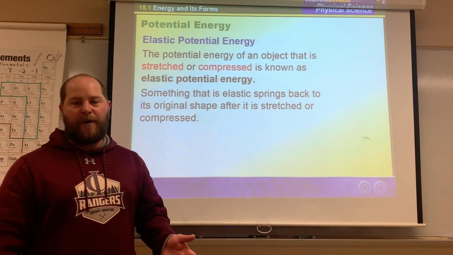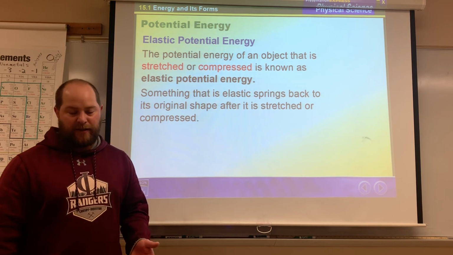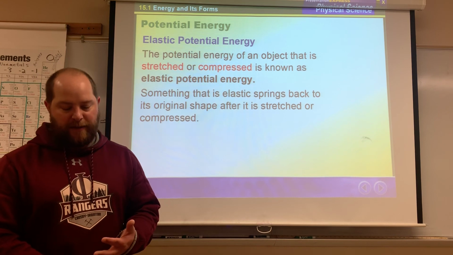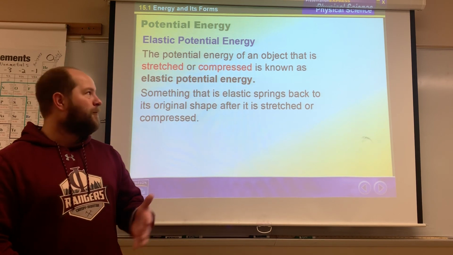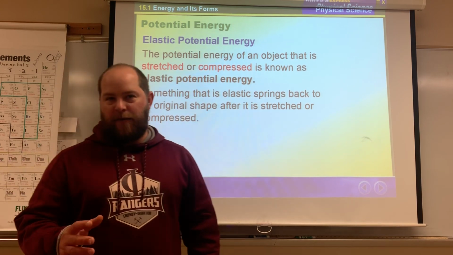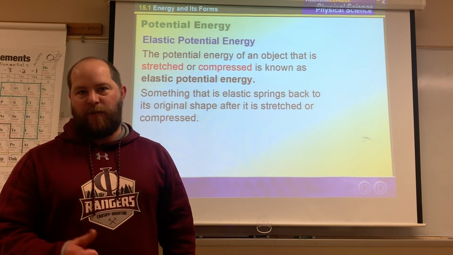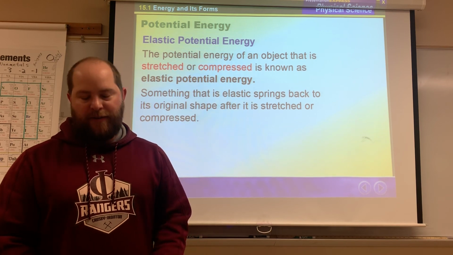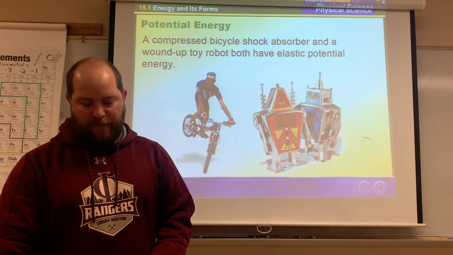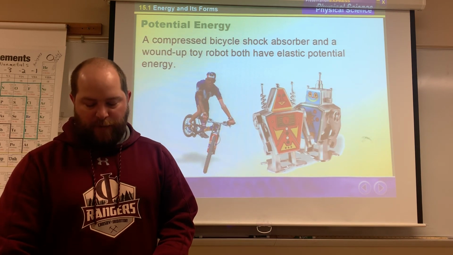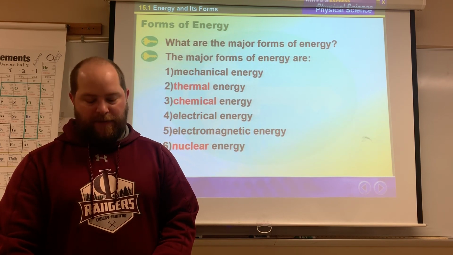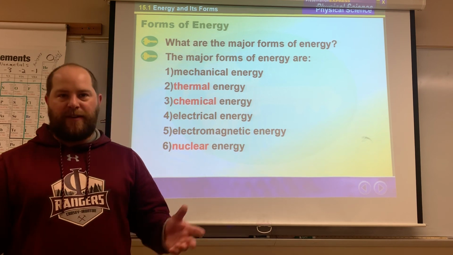The last thing we're gonna talk about is elastic potential energy. So this is the potential of an object that can be stretched or compressed. So obviously the bow and arrow would classify as elastic potential energy. And there's different formulas for this. It's actually 1/2 kx squared. We're not going to use that for this class, but there is another formula for it. The shocks on a bike would be elastic potential energy. And then I think what we'll do is we'll leave it there because we'll talk about forms of energy in a different video.